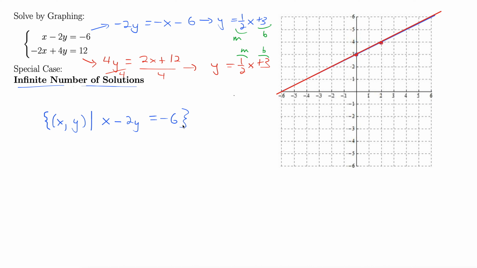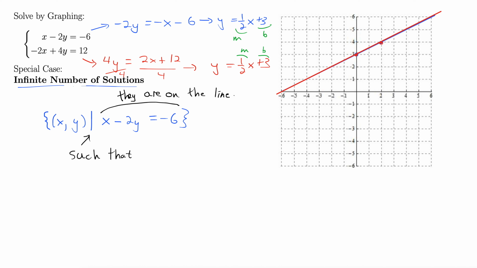These curly brackets here mean we're in set notation. So this is a set. And what this is saying, all points x and y, this vertical line here means such that. Okay, such that what? Such that the points are on the line. So I'll just say they are on the line. Okay, so that's how we interpret this notation.